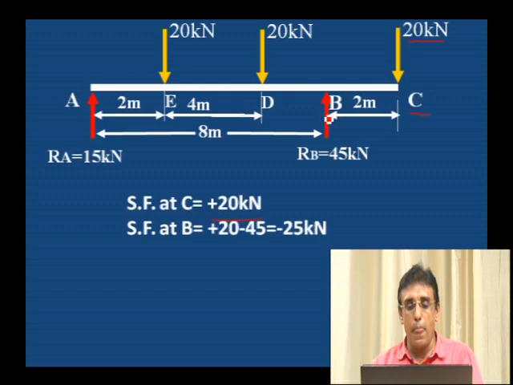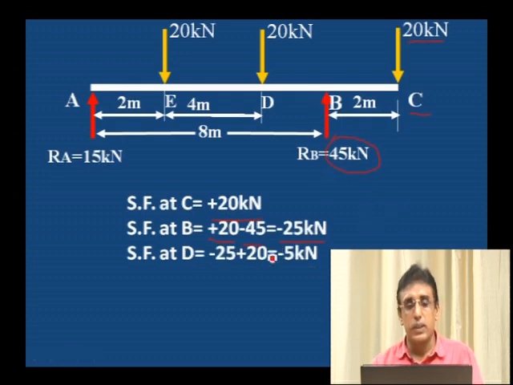Shear force at B, when moved towards B: plus 20 is the previous value, and the 45 kilonewton RB value is an upward load, which we consider as minus. Plus 20 minus 45, that is minus 25 kilonewton shear force at B. Shear force at D: previous value is minus 25, plus 20 kilonewton is added, therefore minus 5 kilonewton is the shear force at D.